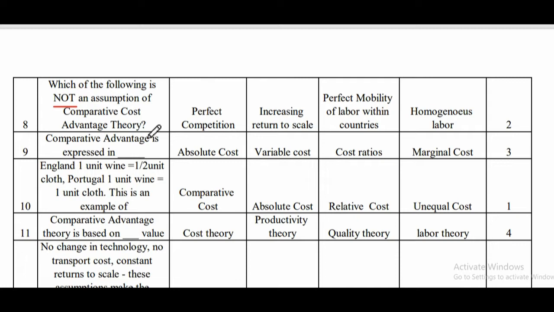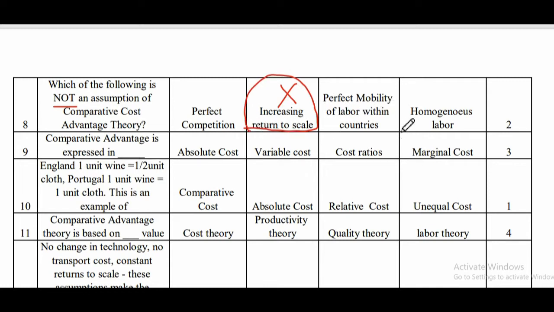So we have to find out which is not the assumption of your comparative cost theory. Perfect competition. Now this is the assumption of your comparative cost advantage theory, so this is not the correct answer. Now the next one is increasing return to scale. This is not the assumption of your comparative cost advantage theory. So the correct answer for this question is option number 2.